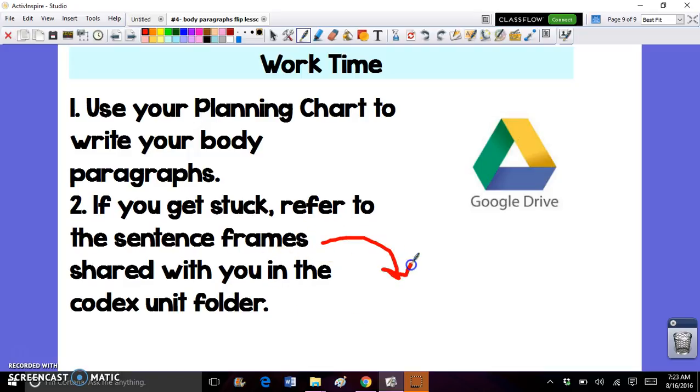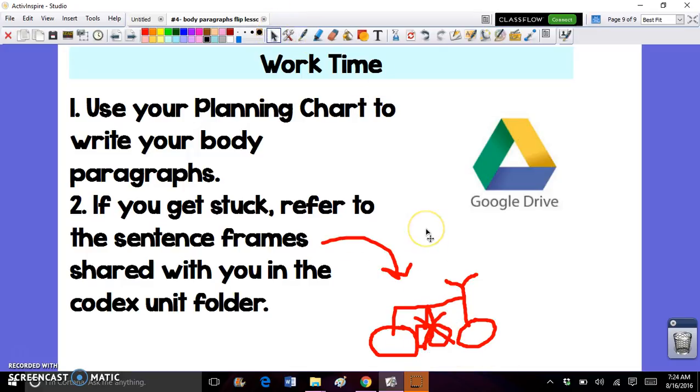But please remember that sentence frames are like putting training wheels on your bike. Of course, everybody might need training wheels when they're first learning to ride a bike, and there's nothing wrong with using them. However, once you become a good rider on your own, you want those training wheels to go away. So we shouldn't look to use the training wheels unless we absolutely have to, and that's what the sentence frames are. They are writing training wheels.